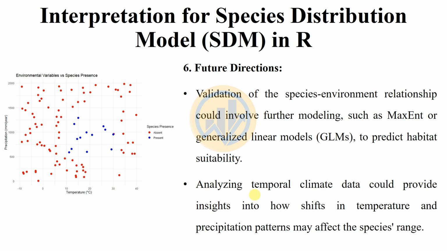Future directions. Validation of the species-environment relationship should involve further modeling such as Maxent or generalized linear models, GLMs, to predict habitat suitability. Analyzing temporal climatic data should provide insight into how shifts in temperature and precipitation patterns may affect the species range.